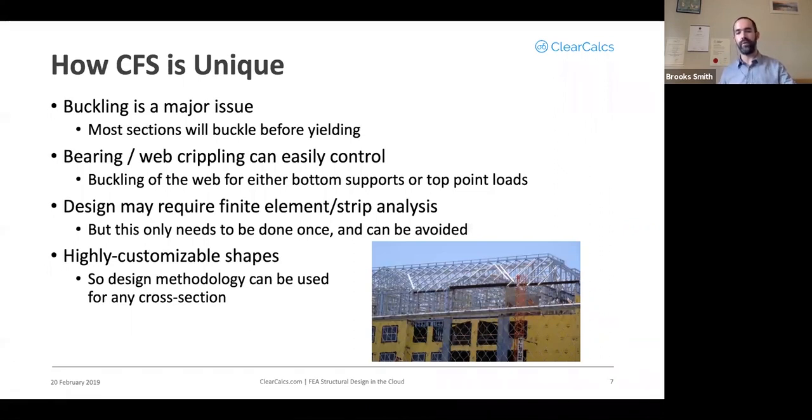In CFS, your design may require finite element analysis for actually calculating what the capacity of your member is. In CFS, we are more likely to use the similar finite strip analysis, and I'll talk a bit more about that as we go on. Usually that analysis only needs to be done once for a given section, and it is possible to avoid it as well. And finally, cold form steel is very customizable. Custom shapes may be quite economical. So the design methodology I'm going to talk about here is generally adapted for any type of cross section.